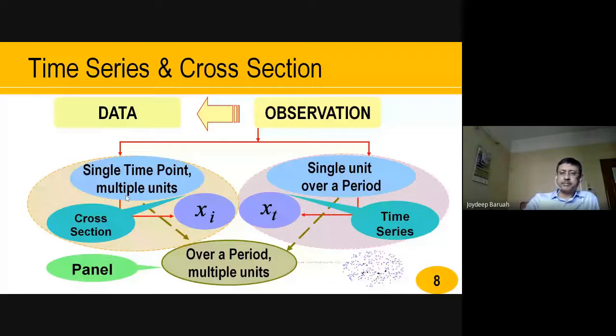All right, and we represent it by xit. That means i is also there, t is also there. So we are looking at the i's, the units, and also the t. Both are variable. Therefore, it is called panel data.